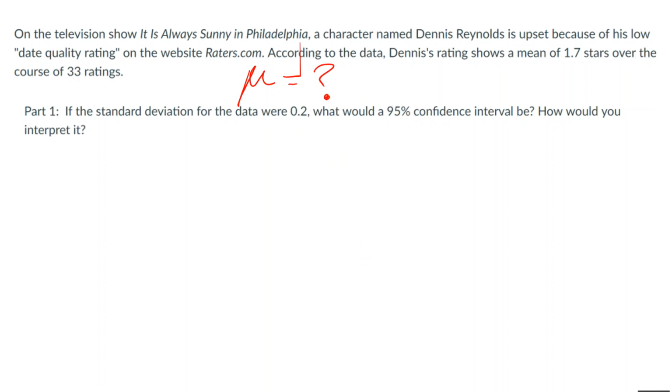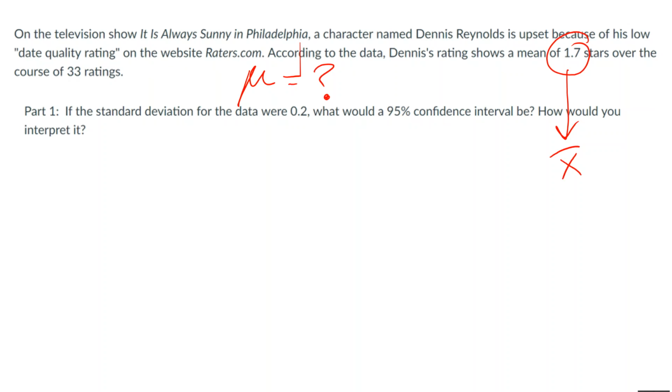We don't know what that is, but we can estimate it using the point estimate x bar, and then we're going to take that value and attach to it a margin of error, which by the central limit theorem and the empirical rule for a 95% confidence interval, is going to give us a likely range of possibilities for his true average rating. So our standard deviation is just as important as our sample mean.